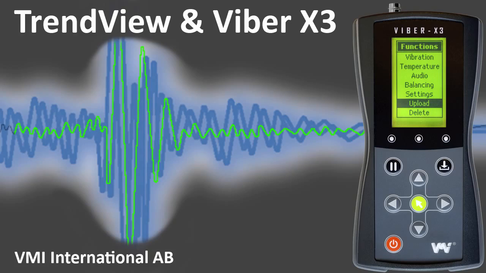Welcome to VMI's instructional video for TrendViewer, our software that allows users to correlate data for condition monitoring of their machinery. TrendViewer is designed for use with the Viper X3 Machine Condition Analyzer. The main purpose for this video is to demonstrate how to set up a project and give users an understanding of how to store and analyze vibration measurements. Vibration analysis is used as an early detection method of machine failure and can reduce repair costs significantly.